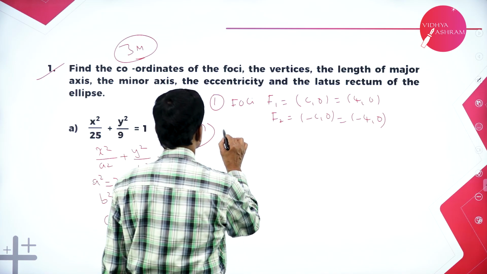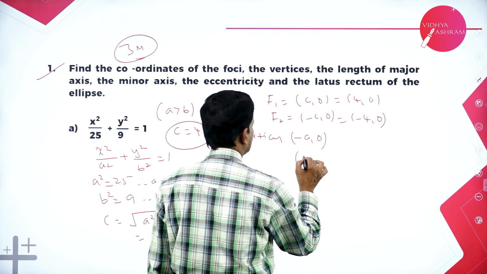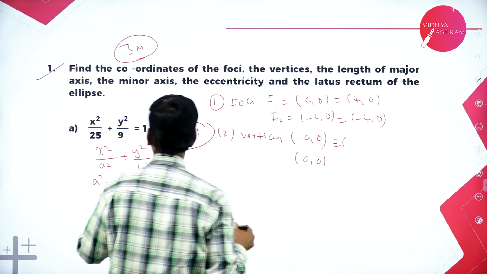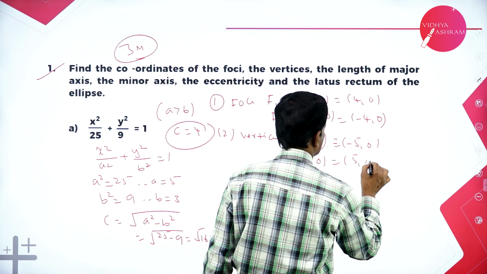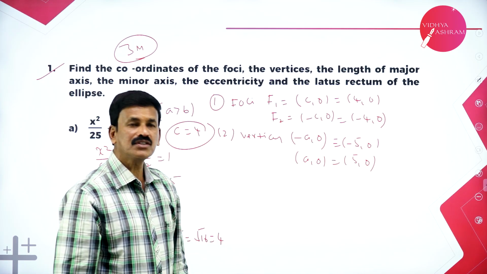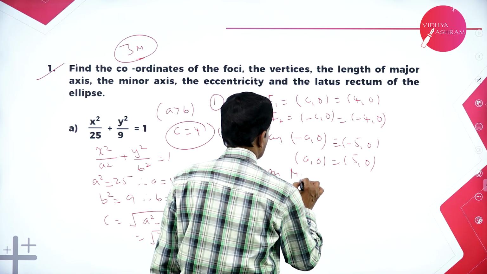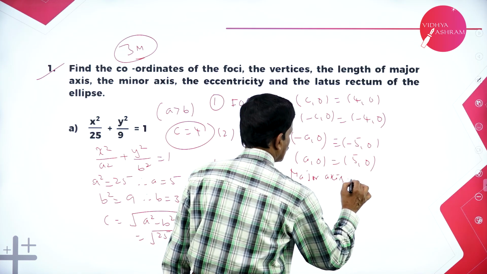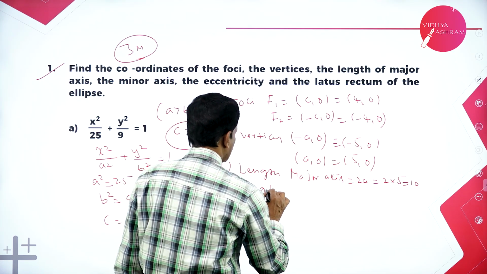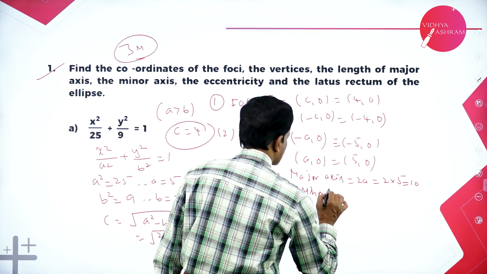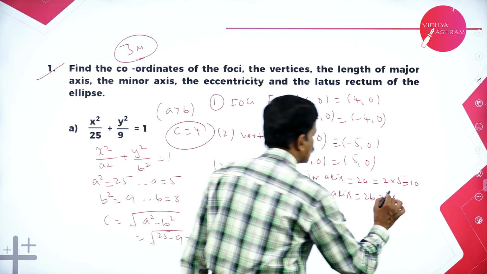Next, the vertices. The vertices are minus a, 0 and a, 0. What is a here? a is equal to 5. So this is minus 5, 0 and another one is plus 5, 0. These are the vertices, right? Now the length of the major axis and minor axis. Length of the major axis is equal to 2a, 2 into 5, that's equal to 10. Similarly, the length of the minor axis is equal to 2b, 2 into 3, that's equal to 6.